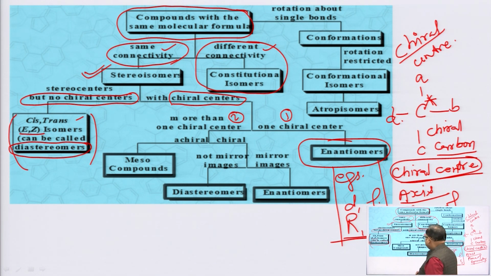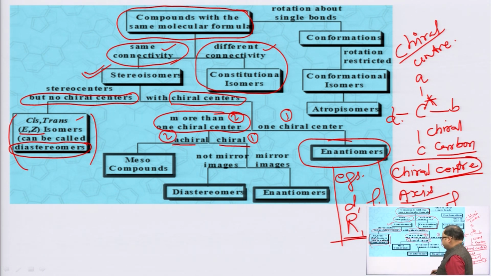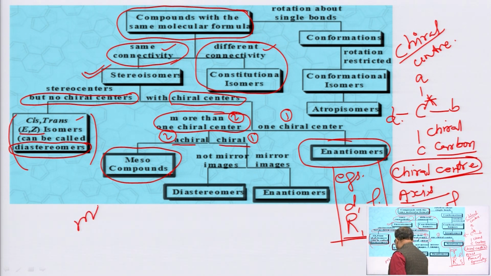Now, what is the situation if they have more than one chiral center? Again the molecule can be chiral or the molecule can be achiral. Again two situations are there. If the molecule is achiral, then meso compounds result. So, meso compounds are optically inactive compounds due to internal compensation, and the best example is meso-tartaric acid.